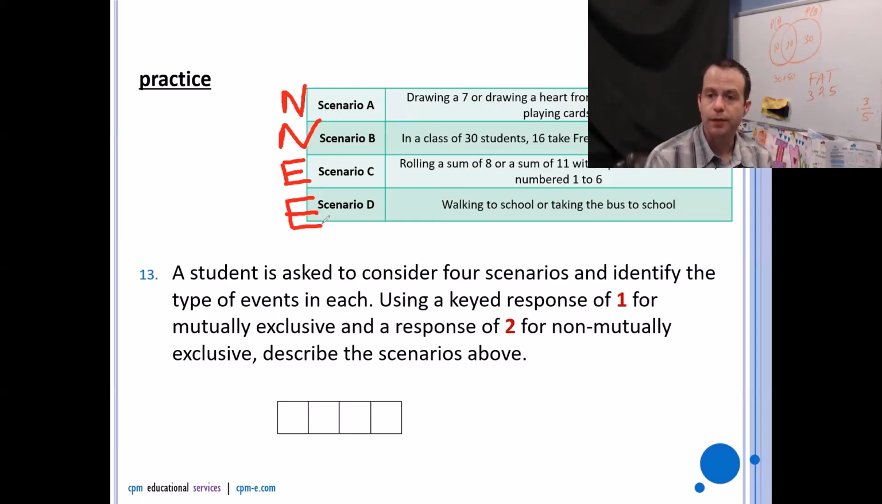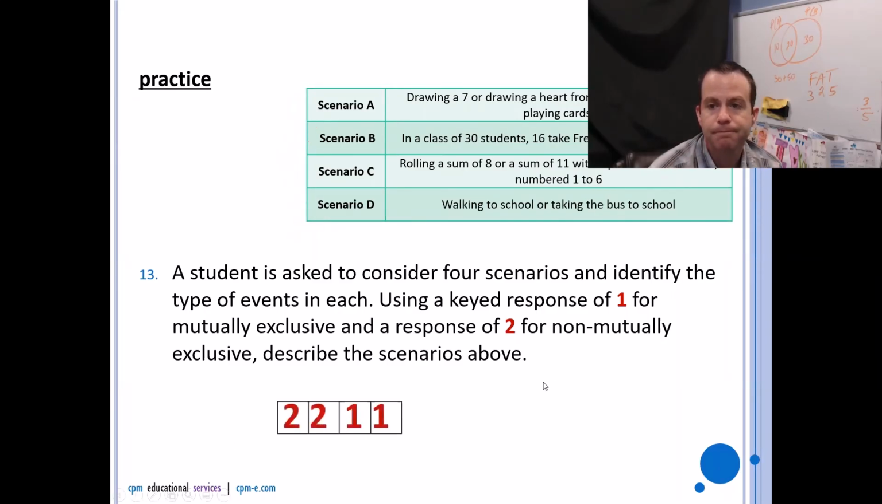So I end up with 2 is non-mutually exclusive and 1 was mutually exclusive. So I end up with 2, 2, 1, 1. Okay, good job. I'm hoping that makes a little bit more sense as we spell that out.